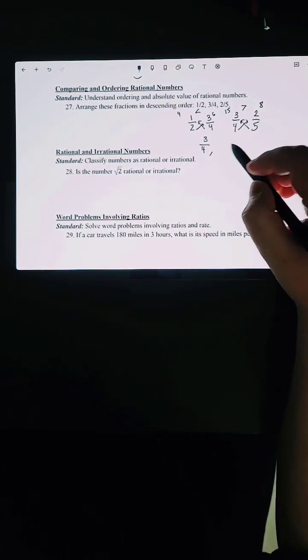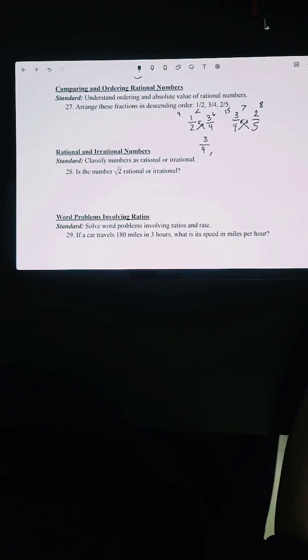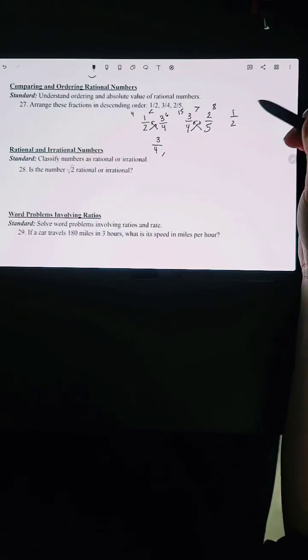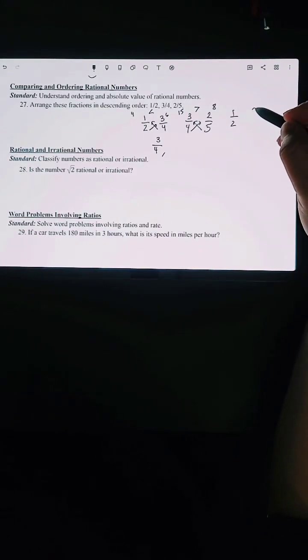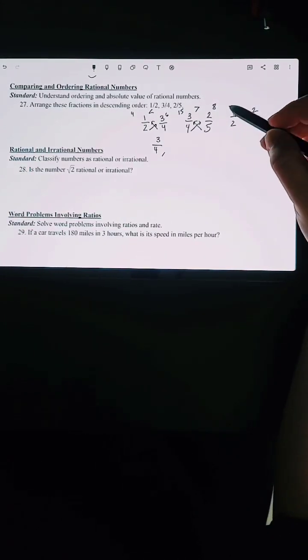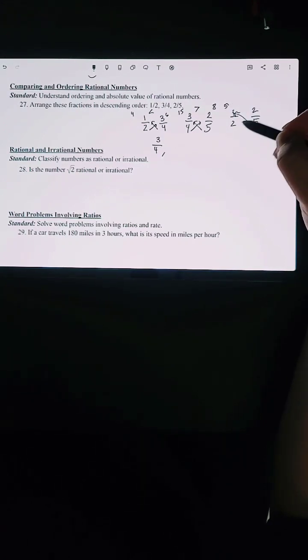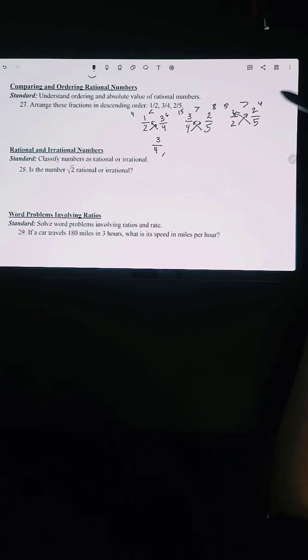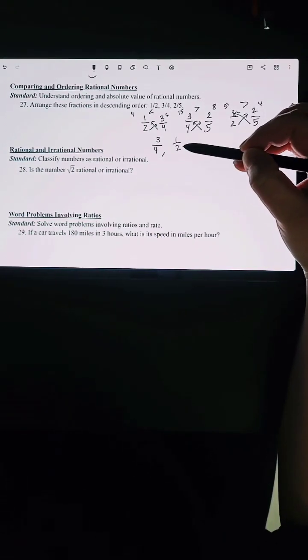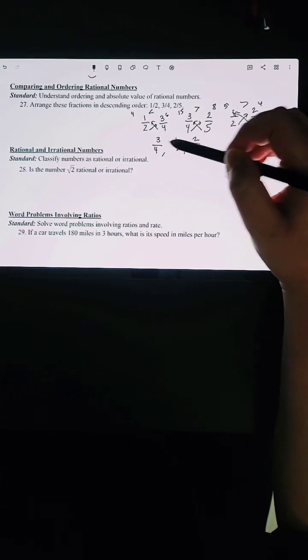And then after 3/4, we have to decide if 1/2 is less than or greater than 2/5. So 1 times 5 is 5, 2 times 2 is 4, 5 is greater than 4, so that means that 1/2 has to be greater than 2/5. So then it would be 1/2, and then it would be 2/5.